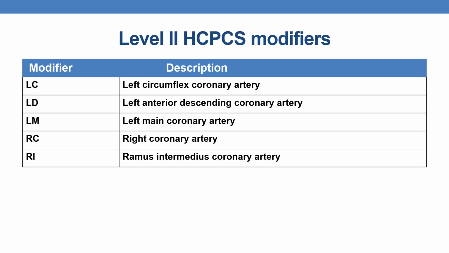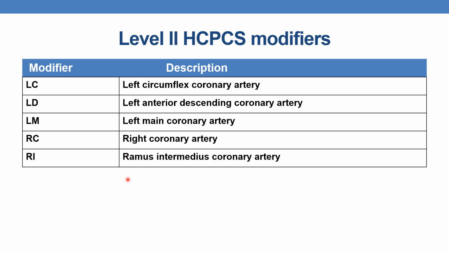Now let us see level 2 HCPCS modifiers. Those who don't know what medical coding is may not be familiar with level 2 HCPCS modifiers, but because we have discussed the coronary arteries, I would like to mention these modifiers. LC indicates left circumflex coronary artery. LD is for left anterior descending coronary artery. LM is for left main coronary artery. RC is for right coronary artery. And RI is for ramus intermedius coronary artery.